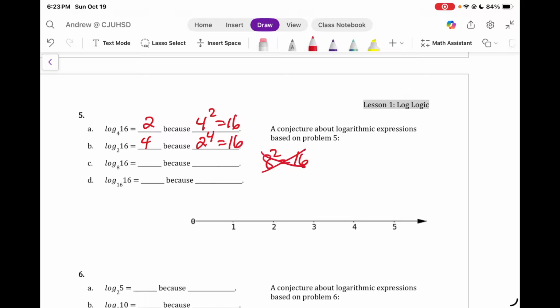So that doesn't work. Let's skip it for now. Let's come back after D. 16 to what power is 16? That's 1, because 16 to the 1 is 16.